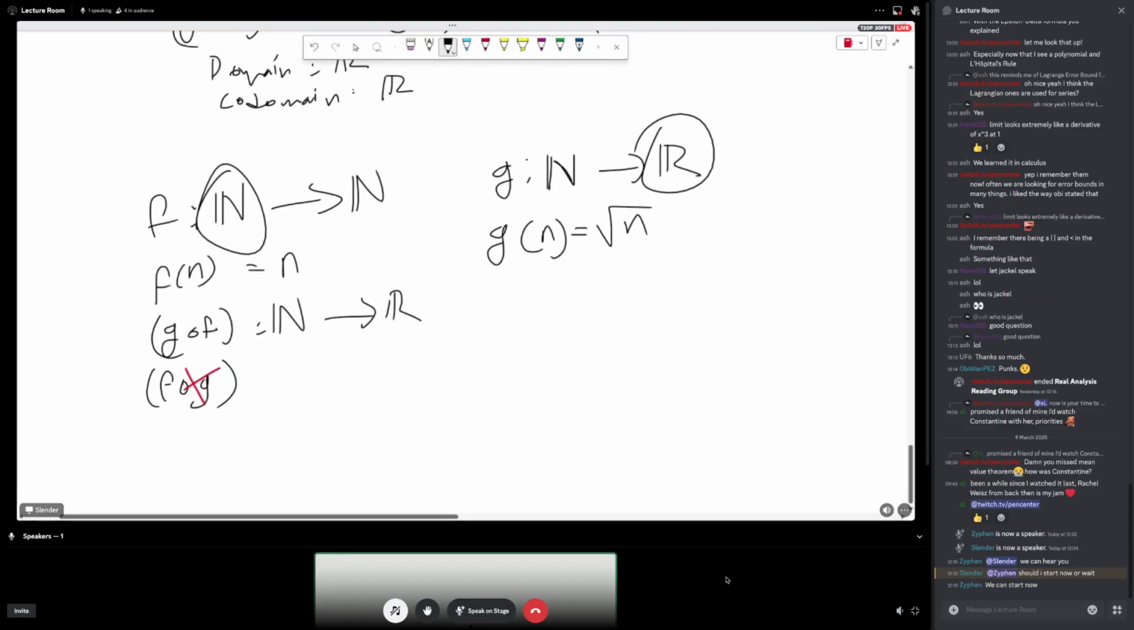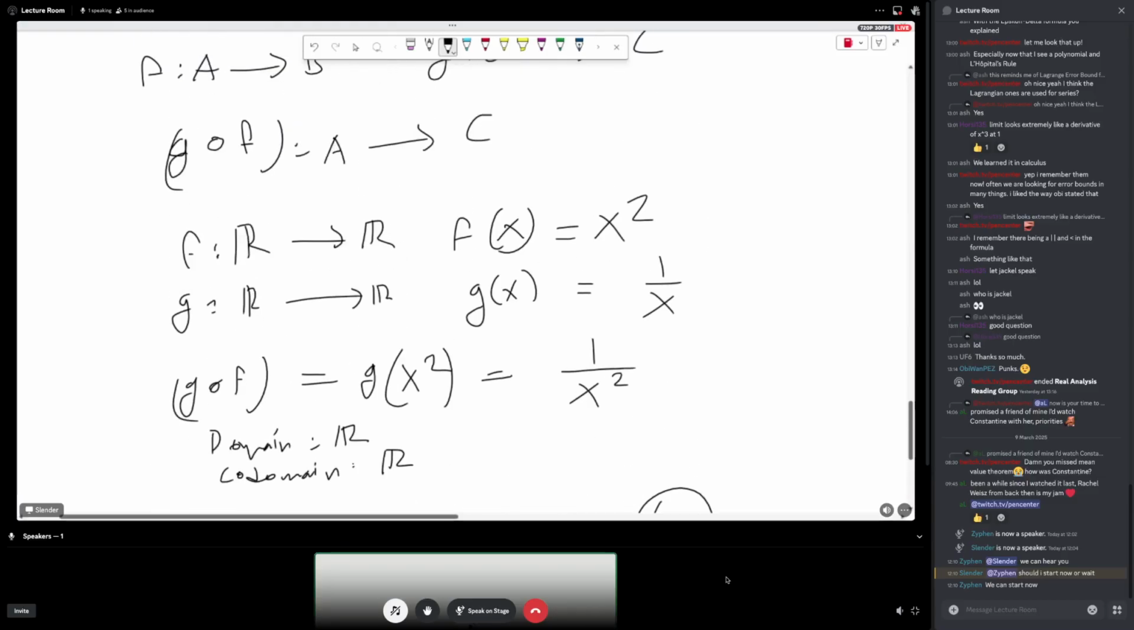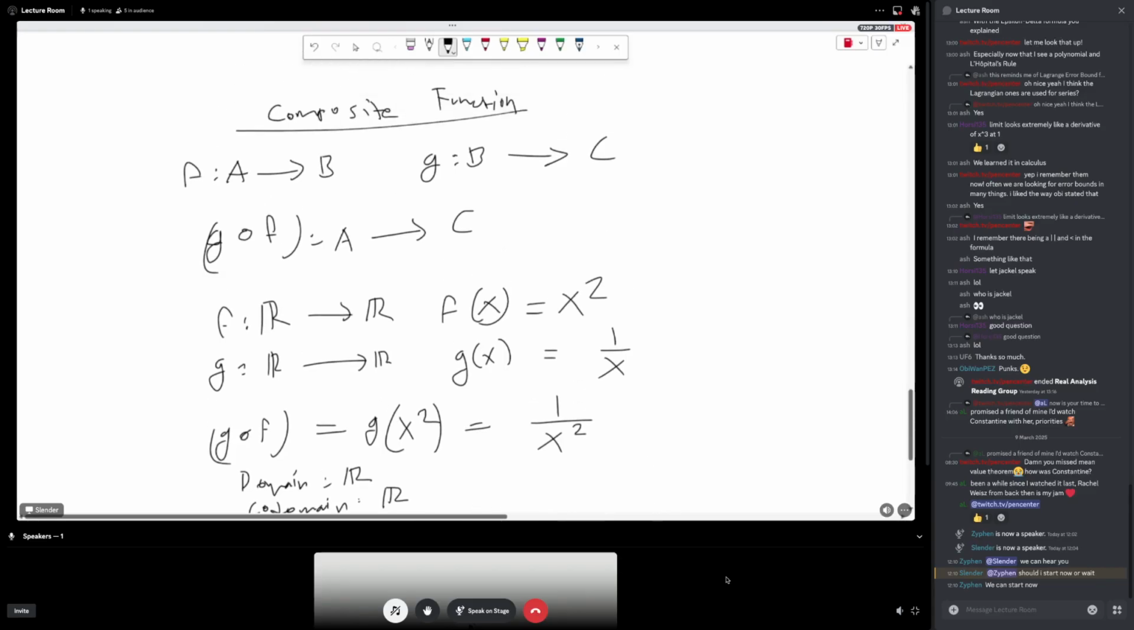So now the composition g of f of n is equal to, first we apply f, so we just have n, then we put g over it, so that gives us square root n. So it's just the same thing. So that's an example of composite functions.